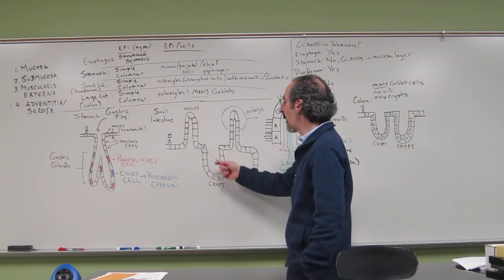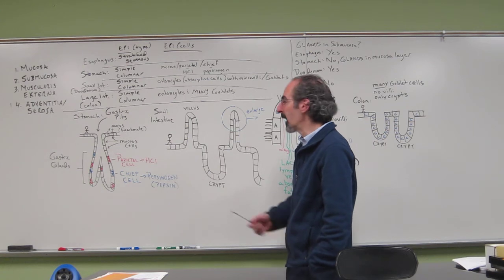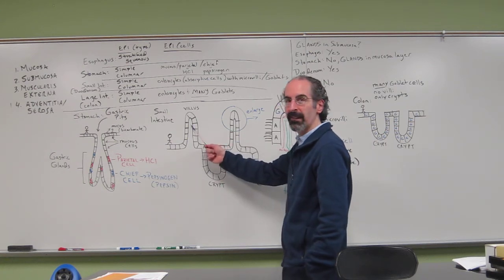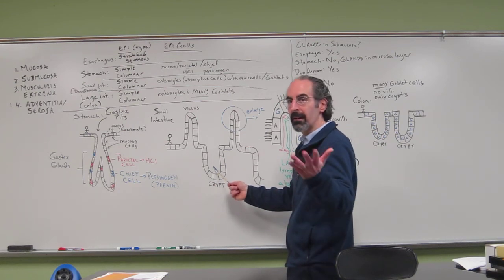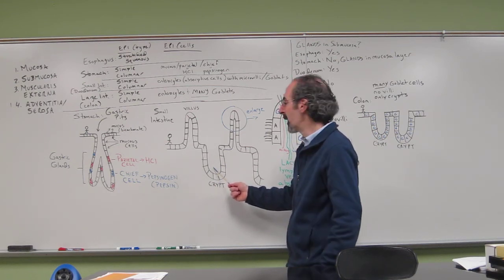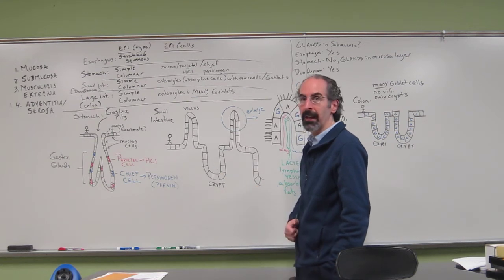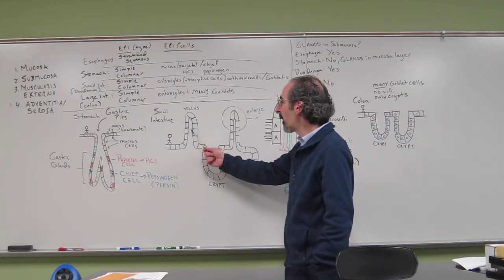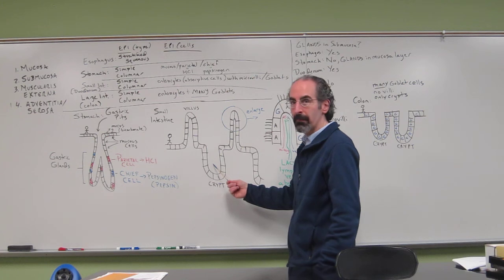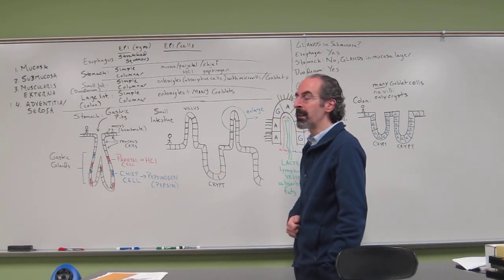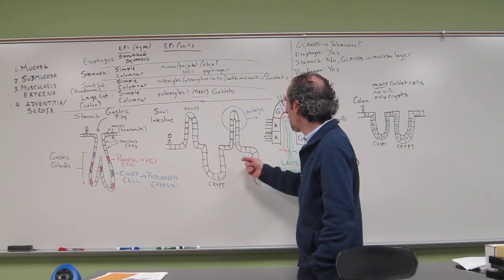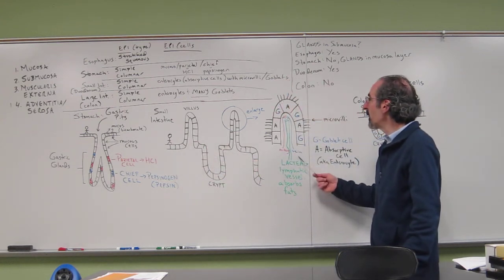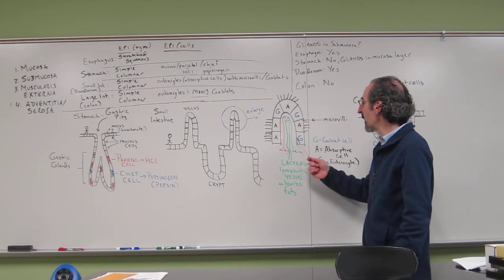Both of these help to increase the surface area for absorbing nutrients, which happens here in the villi, and for secreting enzymes and other types of substances, which happen here at the crypts. So the villi, in part, are for absorption. The crypts can also potentially help absorb and also help secrete. Again, this is made up of simple columnar epithelium, and what we want you to appreciate when you look at a single villus is something like this.